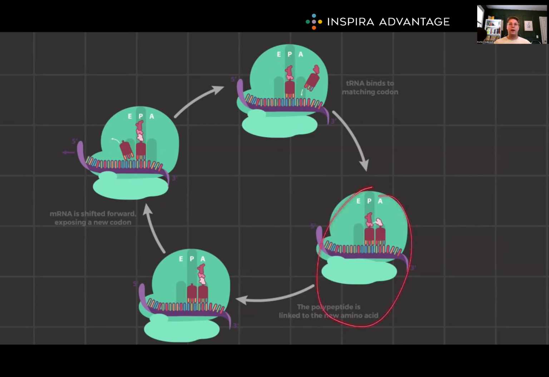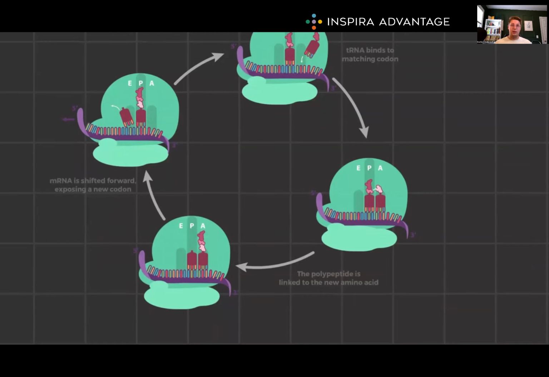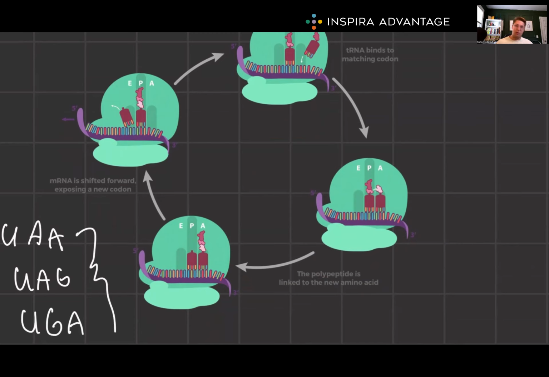Then we begin elongating. The large ribosomal subunit will join, and amino acids are added one by one to the growing polypeptide chain. Each tRNA brings a specific amino acid to the ribosome, matching its anticodon with the mRNA codon. And once that's done, we're going to terminate, and this happens when we hit a stop codon. The 3 stop codons you need to know for the MCAT are UAA, UAG, and UGA. This is something I would recommend memorizing. Once the stop codon is hit, the ribosome releases the completed polypeptide chain, and the translation machinery will disassemble.